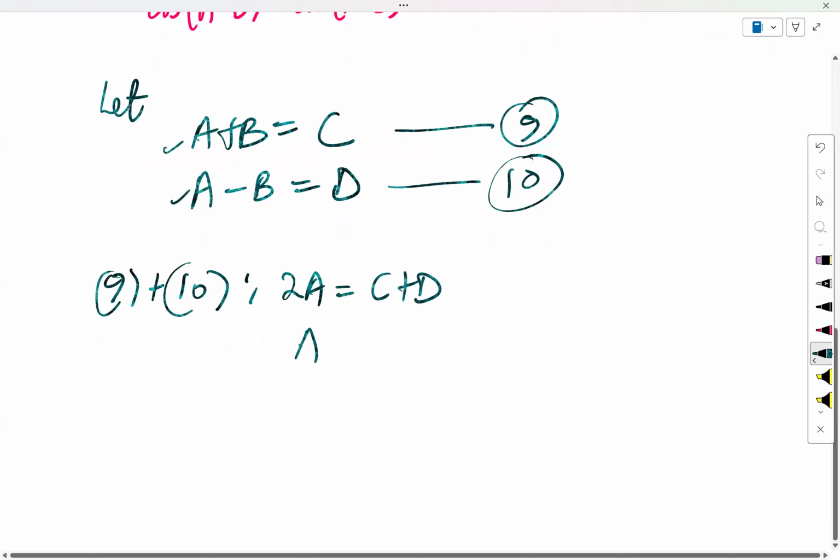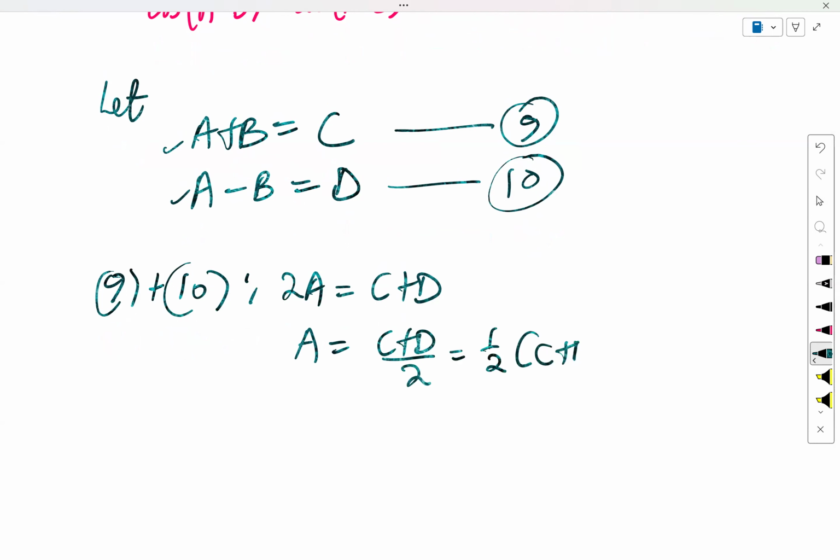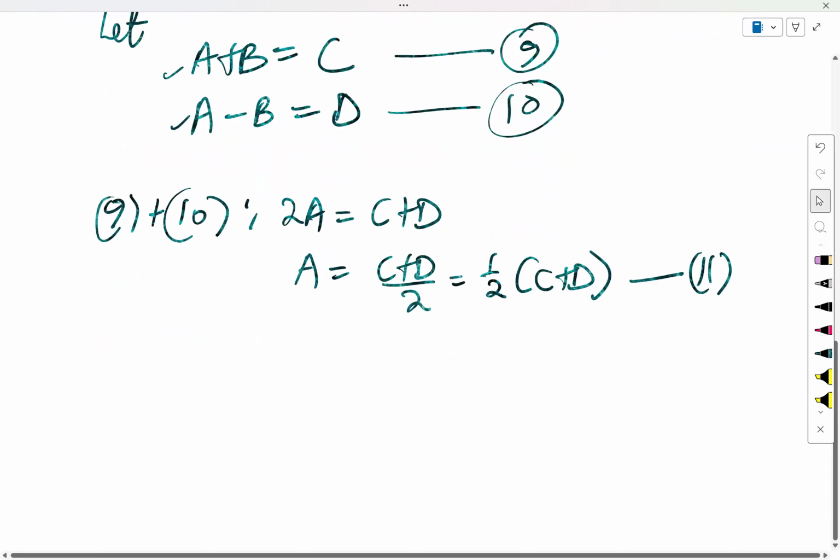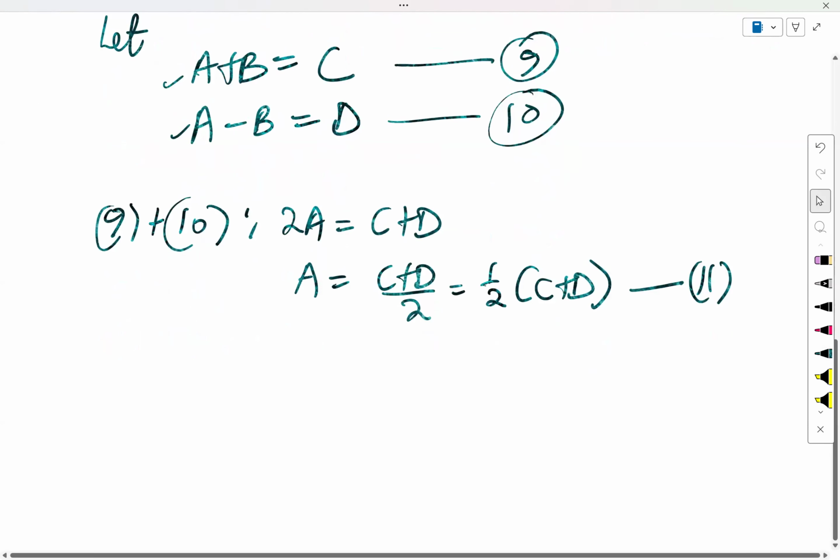That means that A is actually C plus D divided by 2. If you like, it's the same as half into C plus D. And then you can call this equation 11. Like I told you, you're going to have so many equations there. But if you follow it logically, you'll understand the whole thing.